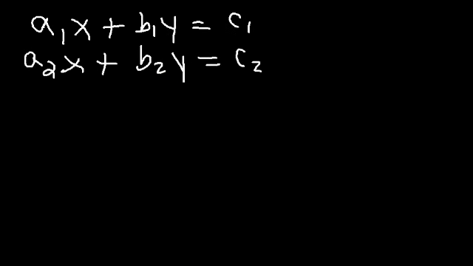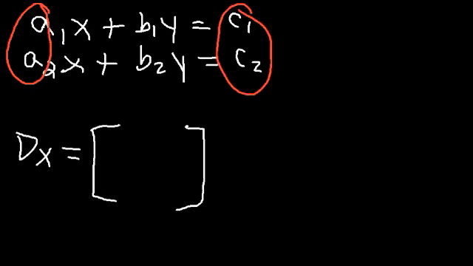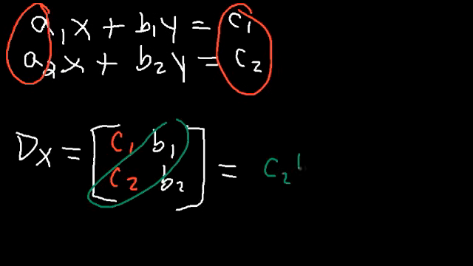Now to get dx, replace the coefficients of x with c1 and c2. So it's going to be c1, c2, and then b1, b2, which is equal to c1 b2 minus b1 c2. That's how you calculate dx.